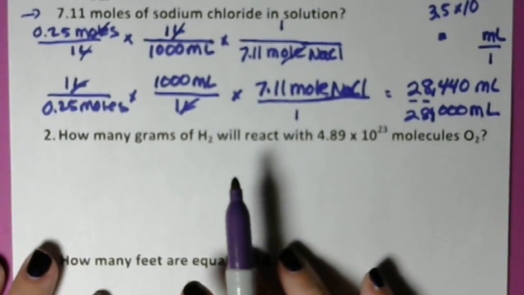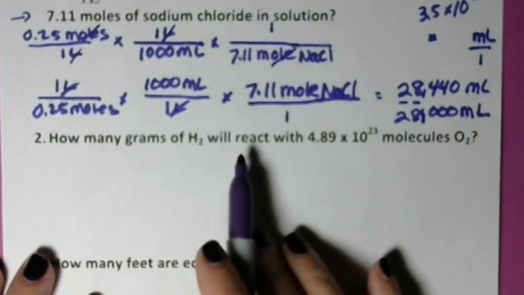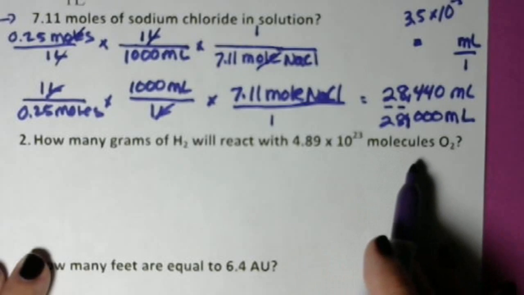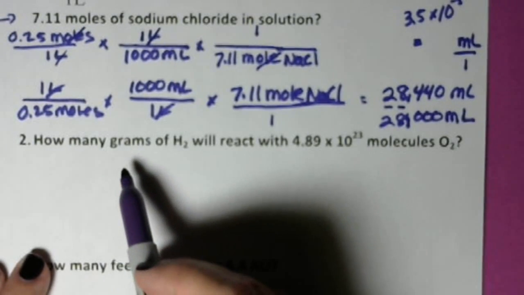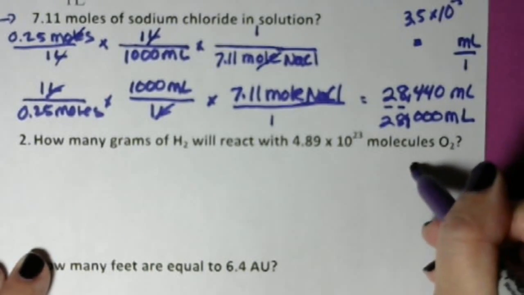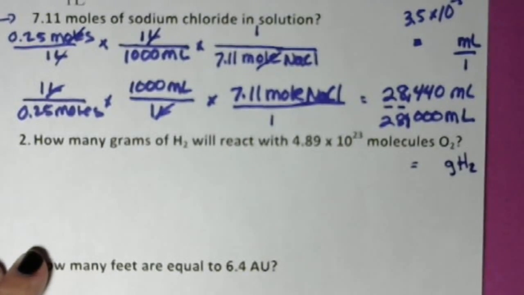So we're going to do the same 6 steps. How many grams of H2, which is hydrogen, will react with 4.89 times 10 to the 23rd molecules of oxygen? So I read it, step 1. What am I trying to find? Grams. How many grams? So I'm going to put equals grams of hydrogen. Okay. Step 1.